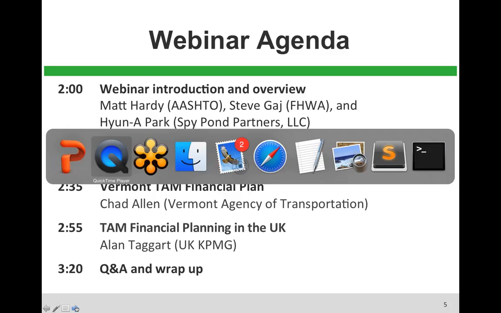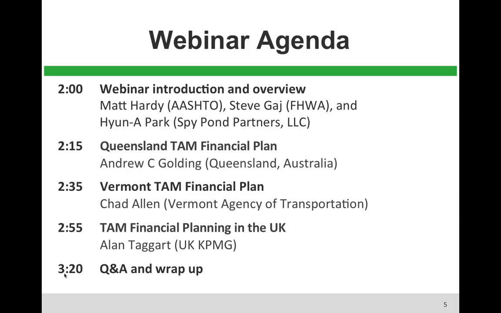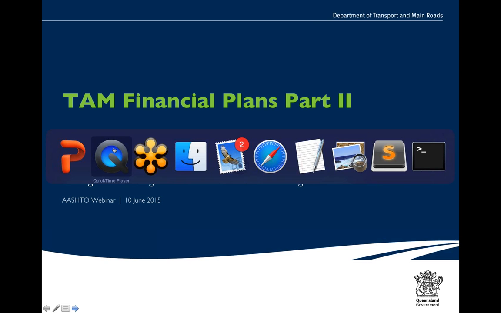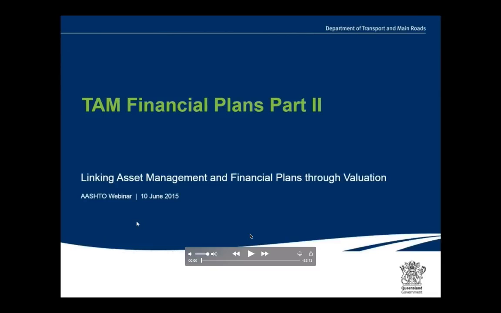So let's shift to our first presentation, which will be from Andrew Golding. Andrew is the Director of Transport System Asset Management with the Department of Transport and Main Roads in Queensland, Australia. Over the past 17 years, Andrew has been at the forefront of development of asset management capability, systems, information, and processes within the department, and is proud to be part of the ongoing asset management journey locally, nationally, and internationally. Due to the fact that it's 4 a.m. in Australia right now, Andrew has graciously agreed to pre-record this presentation. Now let's go to the video with Andrew.